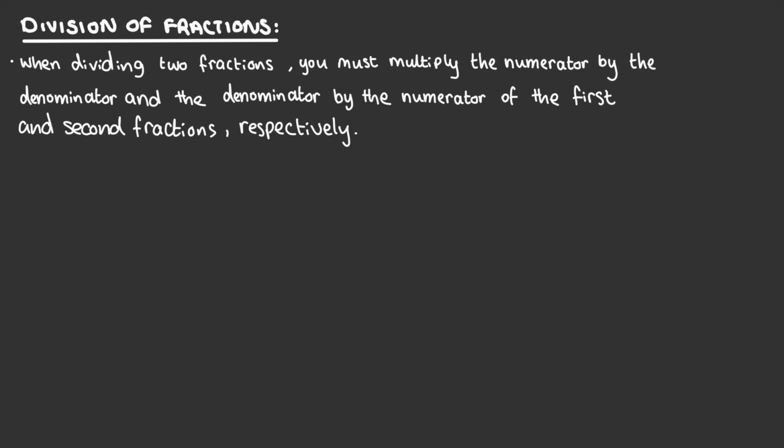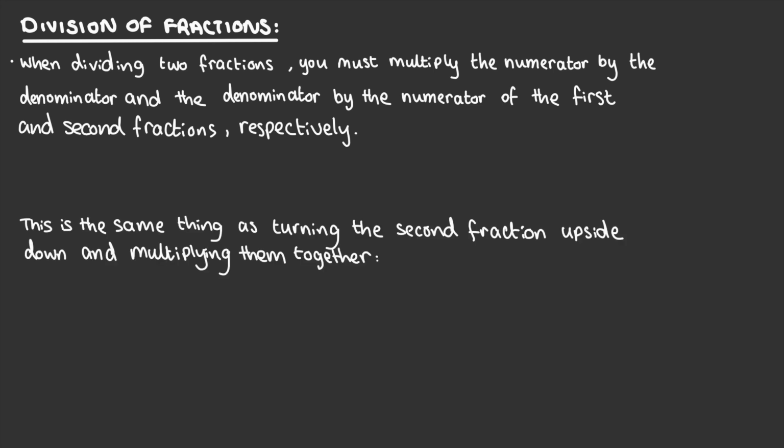When dividing two fractions, you must multiply the numerator of the first fraction by the denominator of the second, and the denominator of the first fraction by the numerator of the second. This is the same as saying turning the second fraction upside down and multiplying. Here in our example, we have 1/2 divided by 2/7. So what we're going to do is turn the second fraction upside down, and change the division sign to multiplication. Now we have 1/2 multiplied by 7/2. This is equal to 7/4.